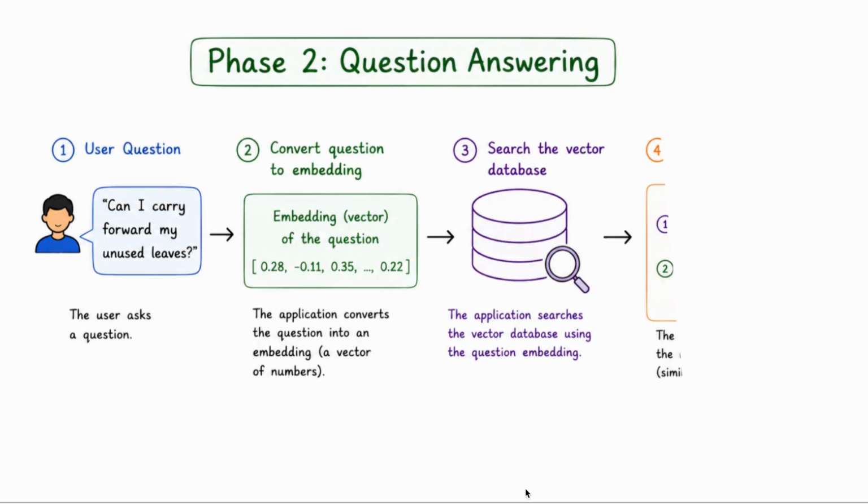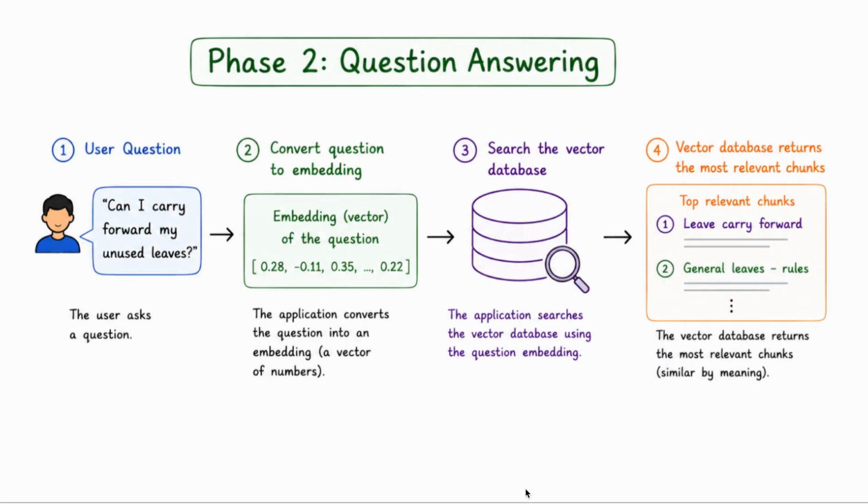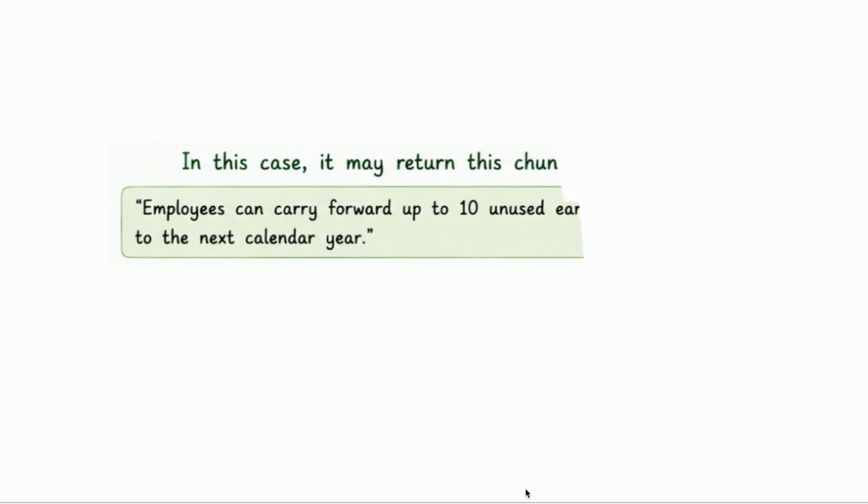Now let's say the user asks, can I carry forward my unused leaves? The application does not directly ask the LLM to answer. First it converts the question into an embedding, then it searches the vector database. The vector database returns the most relevant chunks. In this case, it may return this chunk. For example, employees can carry forward up to 10 unused leaves to the next calendar year.